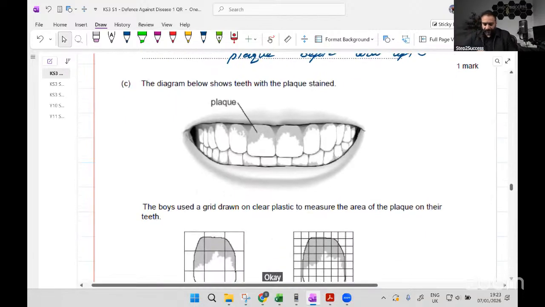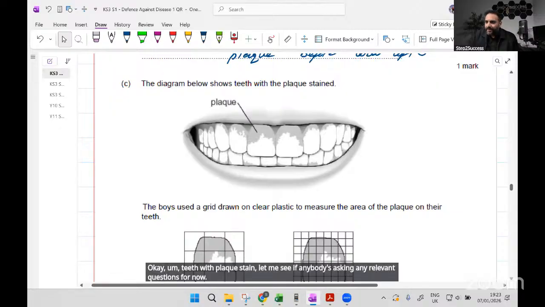Okay. Teeth with plaque stain. Let me see if anybody's asking any relevant questions for now. No, not yet.